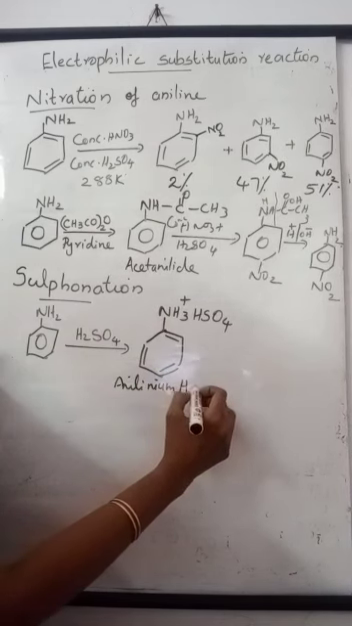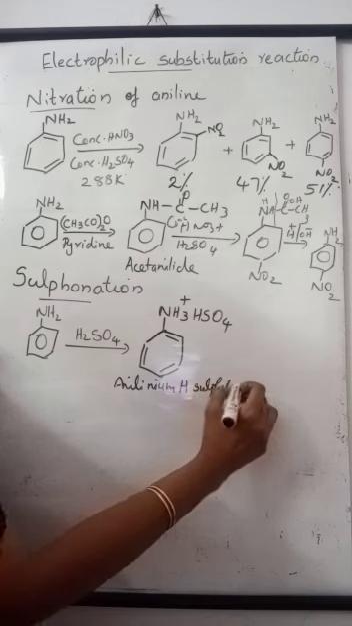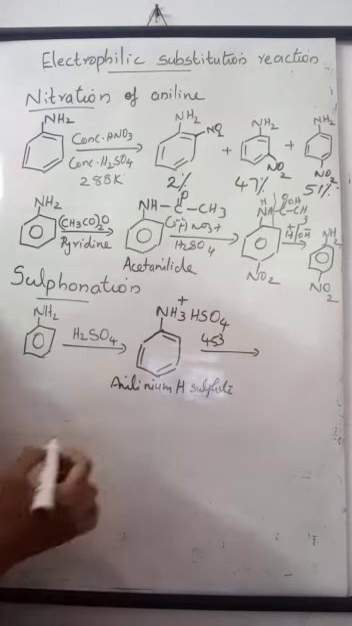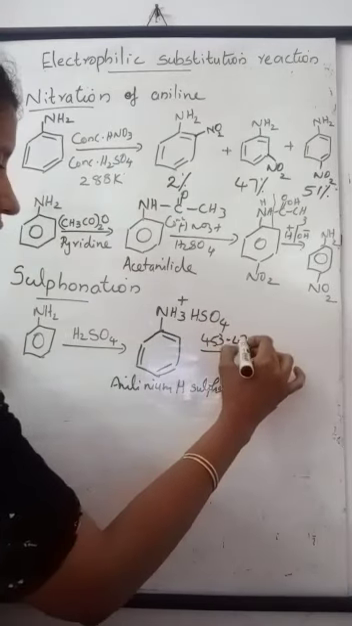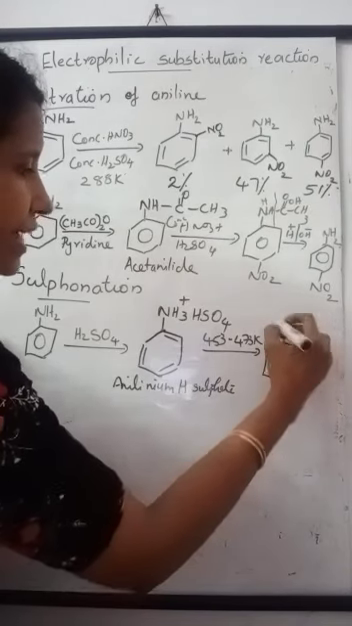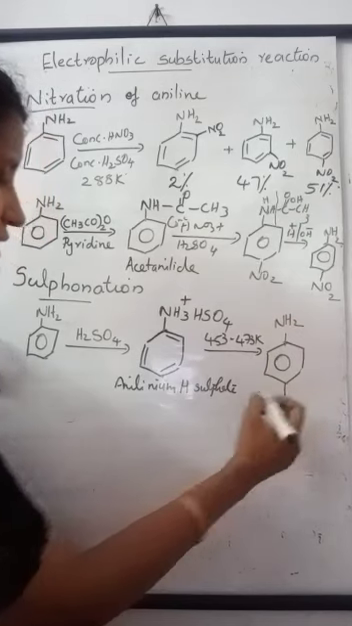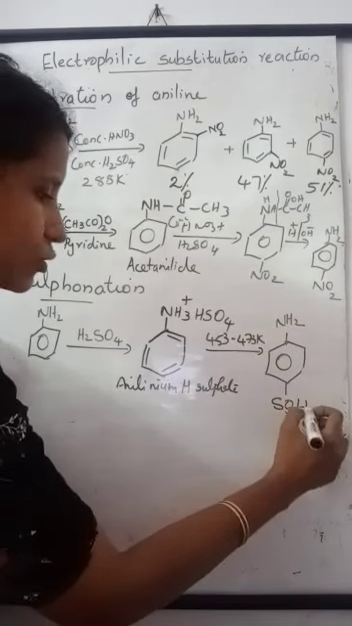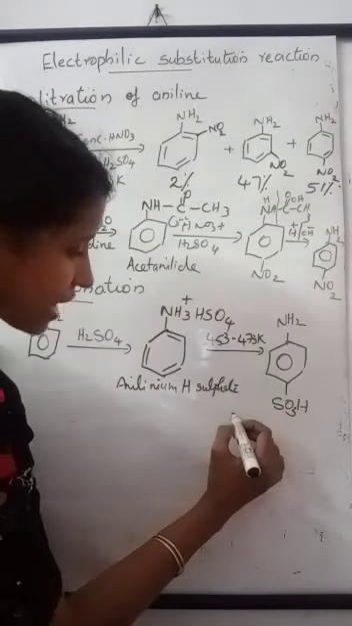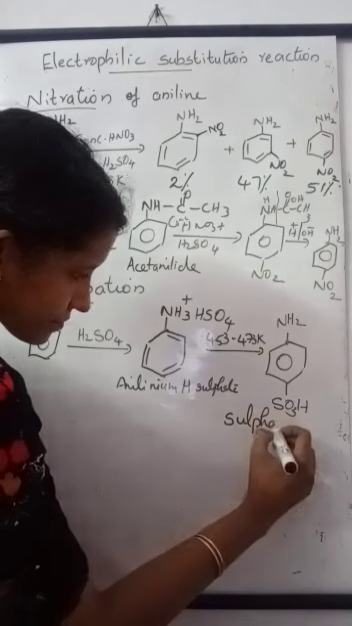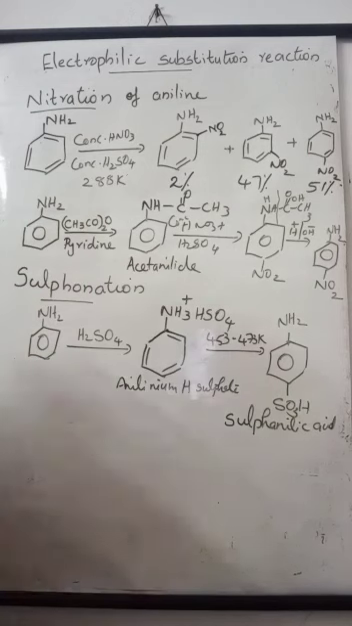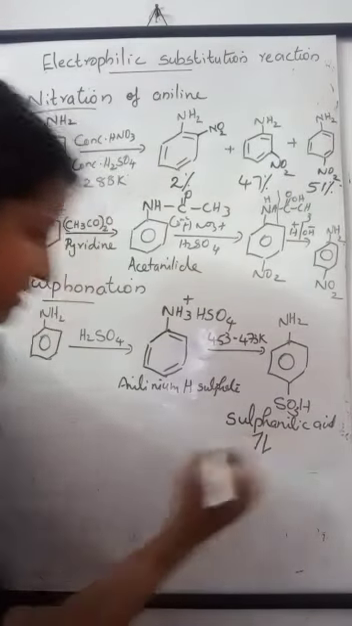This anilinium hydrogen sulfate on heating at 453 to 473 Kelvin gives the product NH2, and in the para position the sulfonic acid group, SO3H group, is obtained. This is called sulfanilic acid. Sulfanilic acid is in equilibrium with another structure.